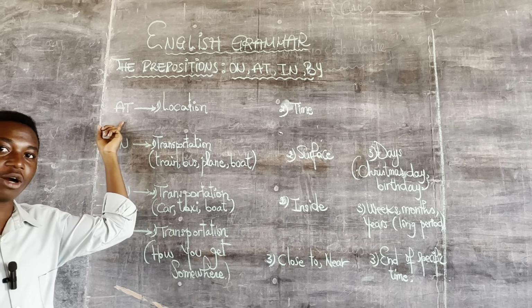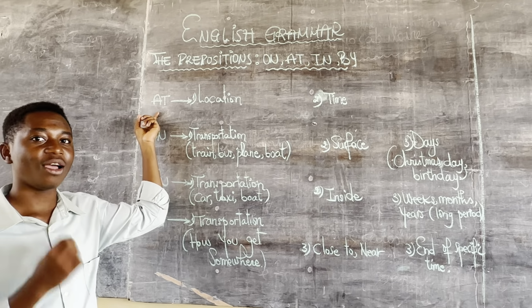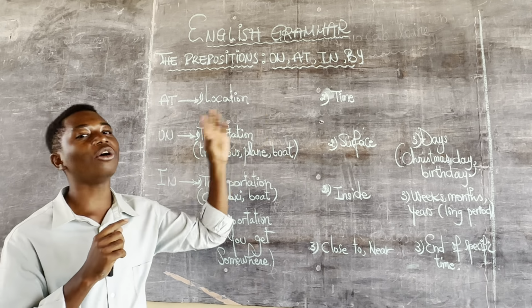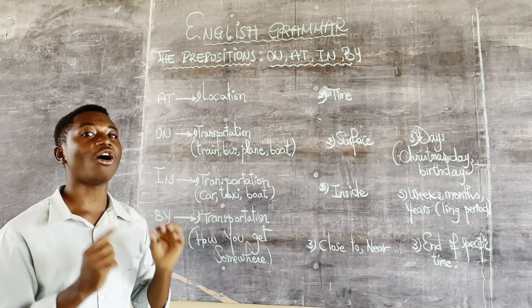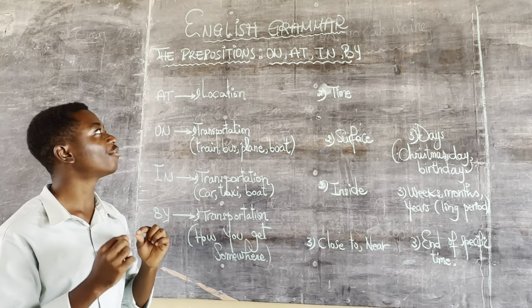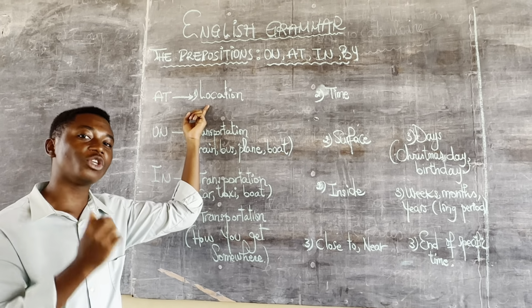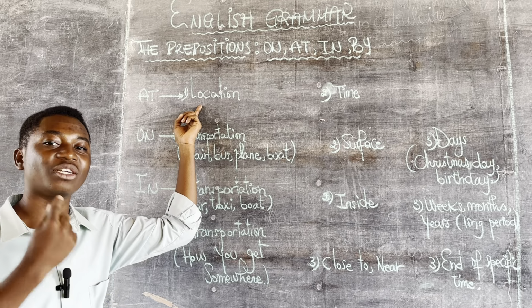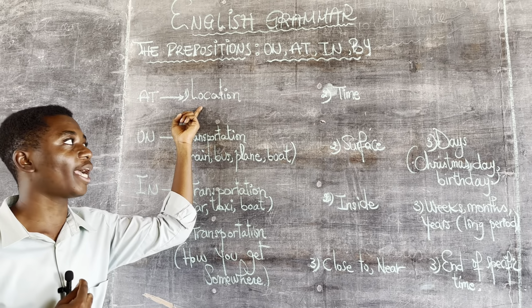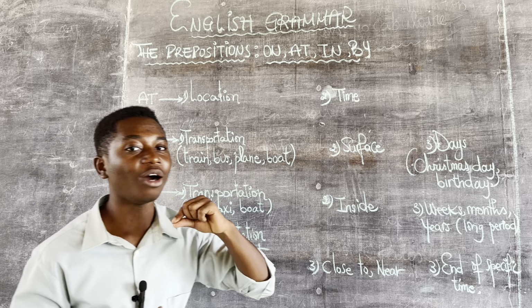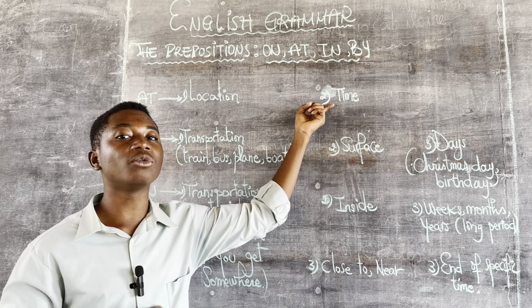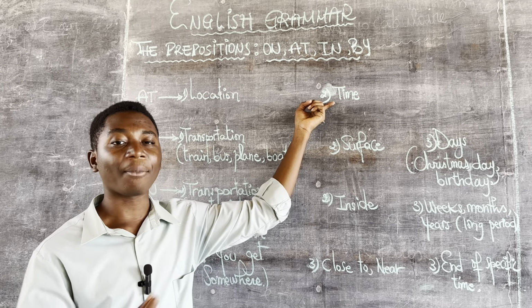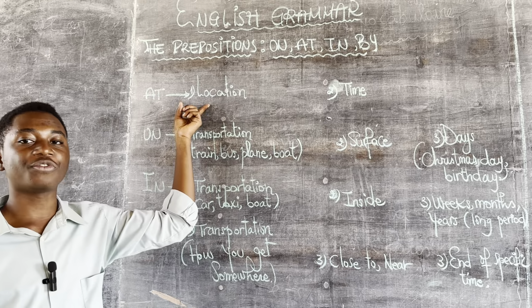The first preposition is at. And today we're only going to look at two usages of the preposition at. First, we can use at when we are talking about location. Location. Okay? But also we're going to use at when we are talking about time. I'm going to explain. Now, location first.